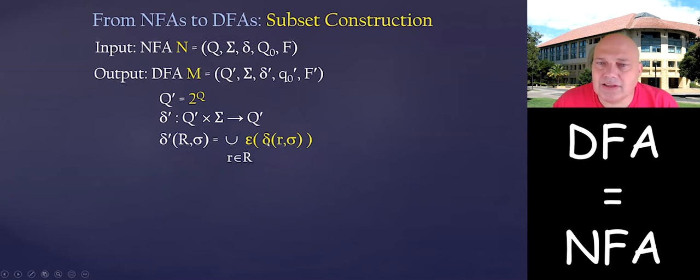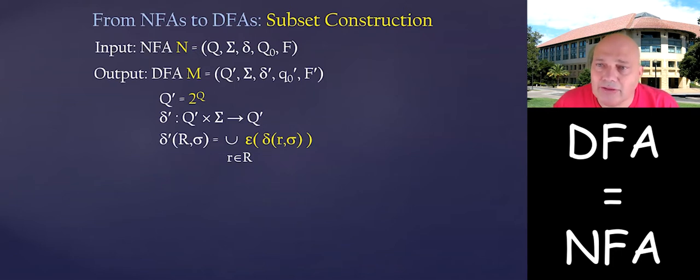This is where we take into account the transition function of the NFA. So the NFA N tells us that on state R, with reading symbol sigma, you reach the states, which can be 0 or more states, specified by delta of R and sigma. So delta of R and sigma is a subset of states. And these are the states you can reach in the NFA from R reading sigma.